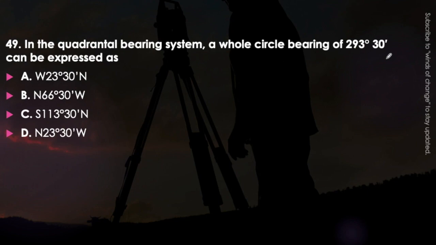Now the angle which will lie in the fourth quadrant, as we can see here, that 293 degree 30 minute. So the answer will be in north and west. Okay, so either option B or option D will be the correct one. Now we have to find out what the quadrantal bearing will be. So we have to subtract it from 360 degree. So the obtained answer will be option B, that is 66 degree 30 minute, which will be the correct answer. North 66 degree 30 minute west.